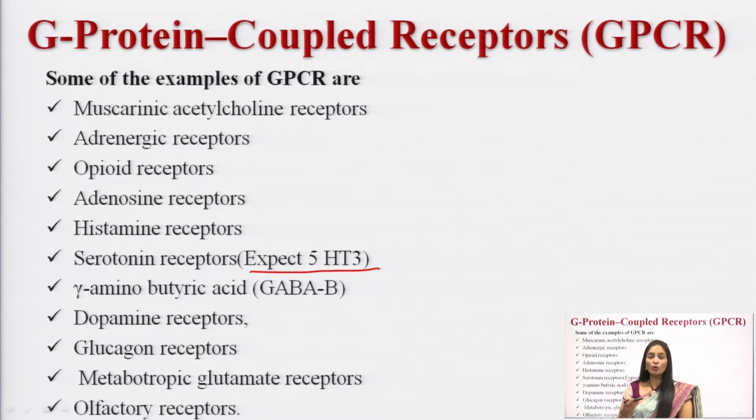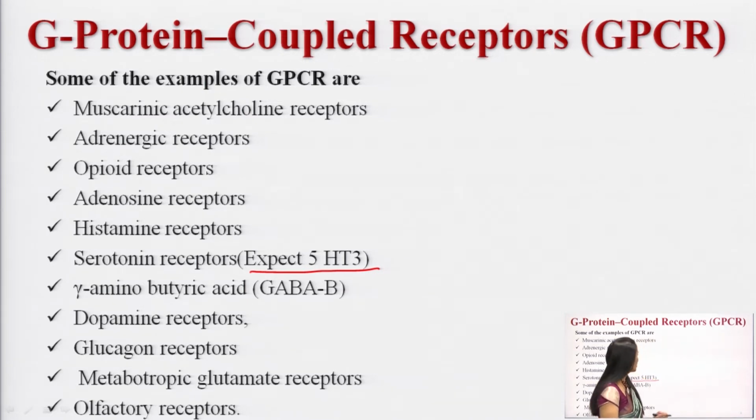One is the metabotropic glutamate receptor and the ionotropic glutamate receptor, NMDA, AMPA. These fall under ionotropic receptors. There are some metabotropic glutamate receptors as well. And if I am talking about olfactory receptors, these are also GPCRs. Prostaglandin receptors, angiotensin receptors, bradykinin receptors, all these receptors fall under GPCRs.